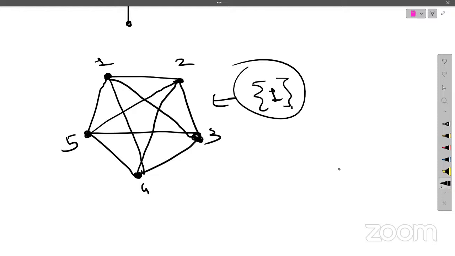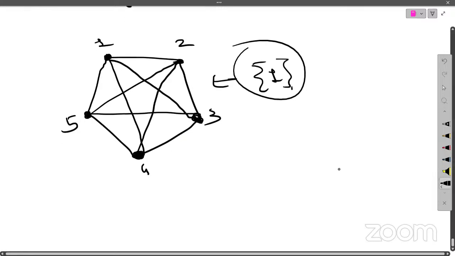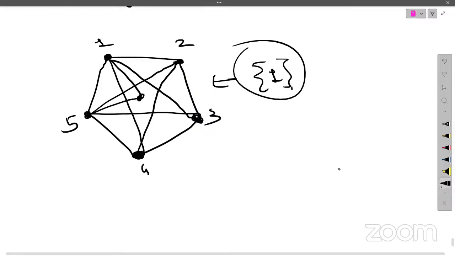Means if there's another edge in between and all the other vertices are connected to that center vertex. Then also the independent set will be the same, because every vertex is connected to every other vertex. So here also there will be only one.